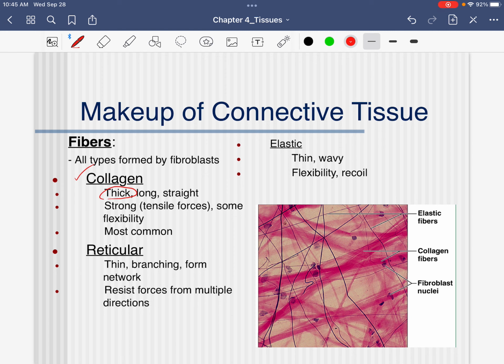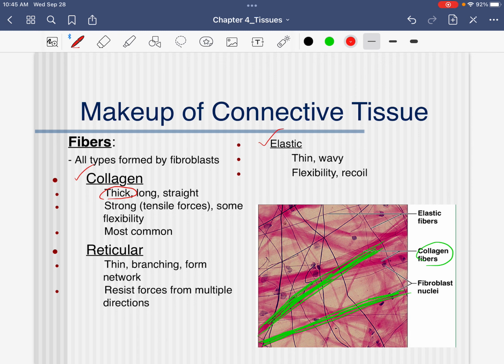Thick. In this picture here on the bottom right, this is areolar connective tissue. The pink bands here are collagen. They're thick fibers filled with protein. These give a lot of strength to a tissue. Cool. So collagen is an example of a thick fiber for strength.